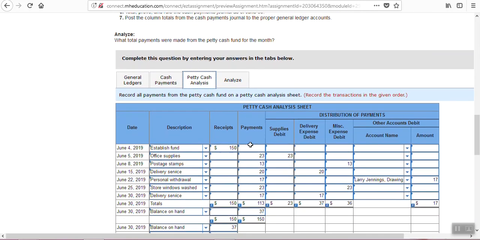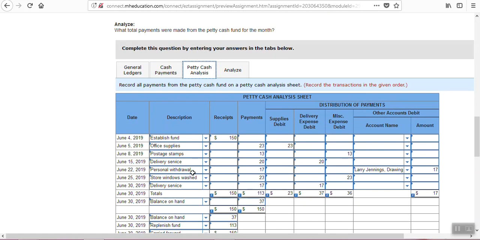So this part looks the same. We've got a personal withdrawal. It's a payment of $17. That Larry Jennings drawing account is not listed up here, so you're just going to put it in that other accounts debit. And you're going to finish all of these, and once you get finished, there should be some totals here.